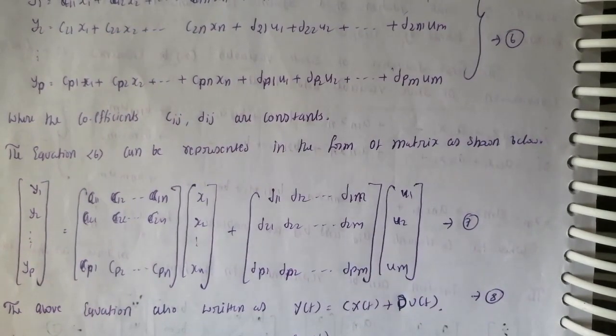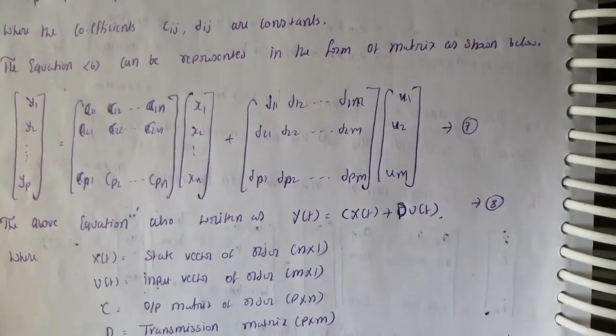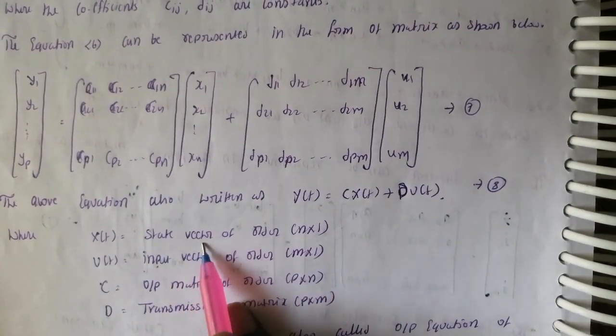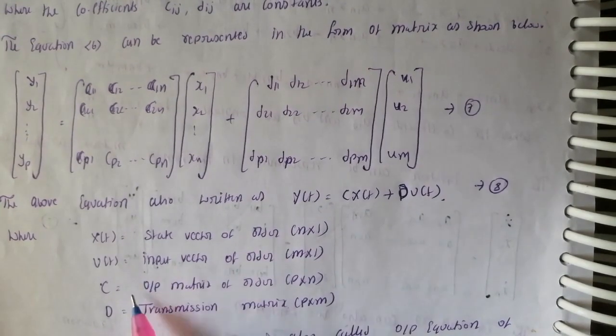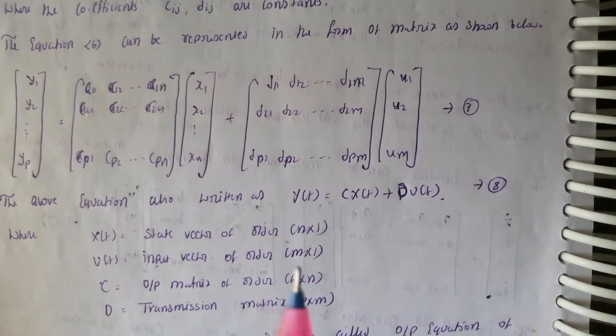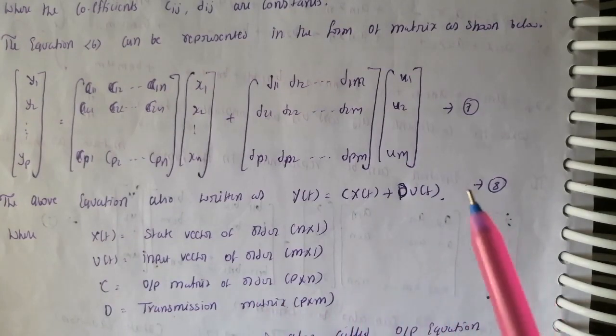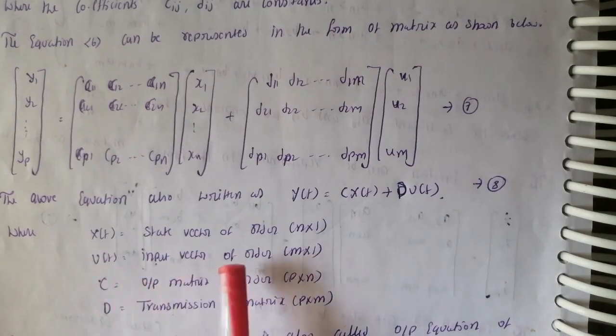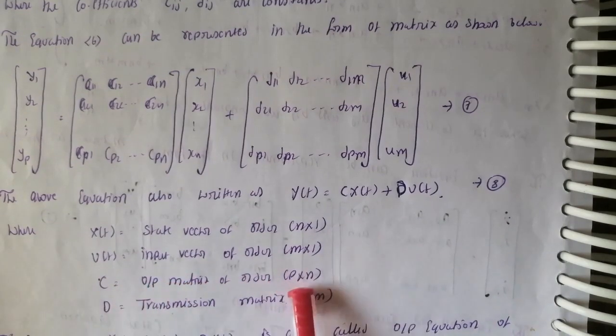Now let me see what we call these matrices. Where x of t is the state vector, u of t is the input vector, C is the output matrix, and D is the transmission matrix. Just remember these names. So matrix A is called the system matrix, matrix B is called the input matrix, matrix C is called the output matrix, and D is called the transmission matrix.